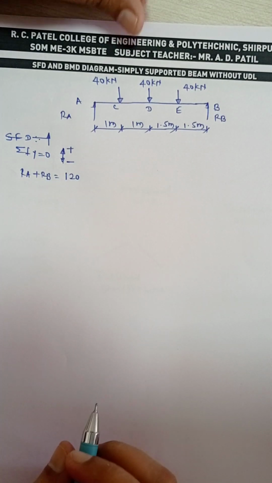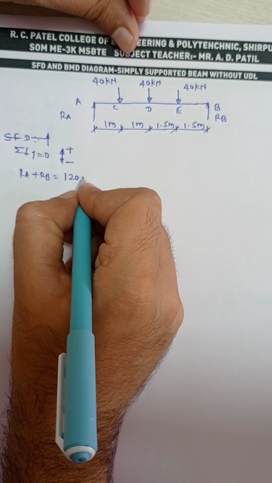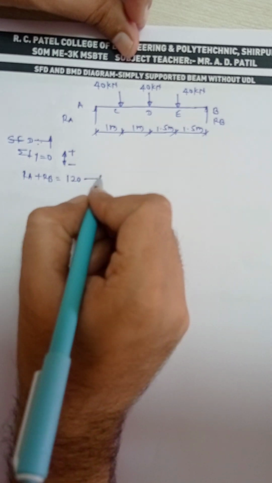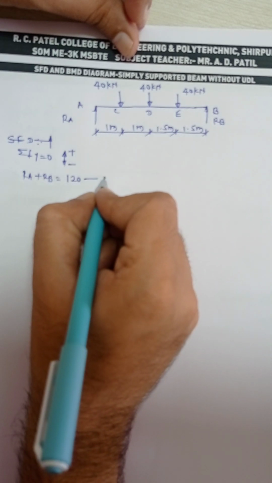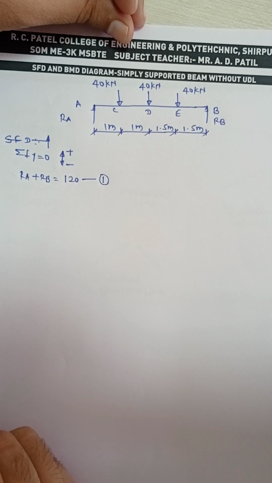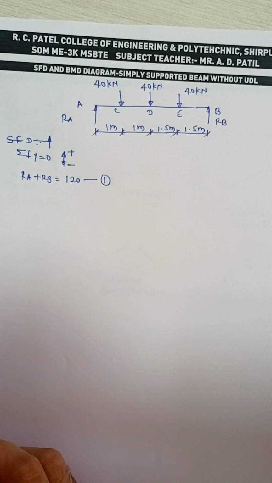Give this the equation number 1, RA plus RB equals 120.